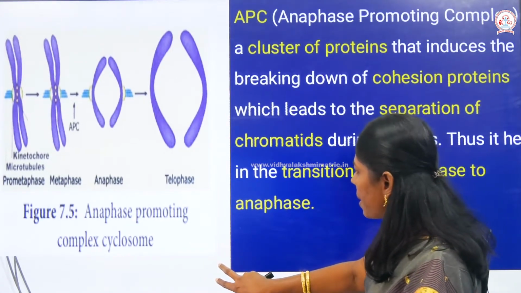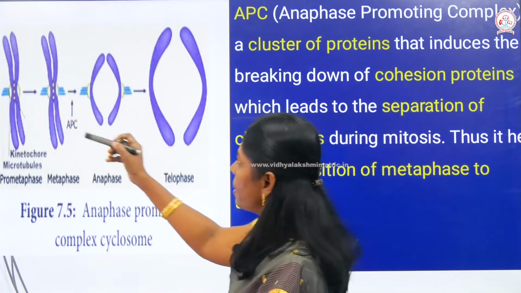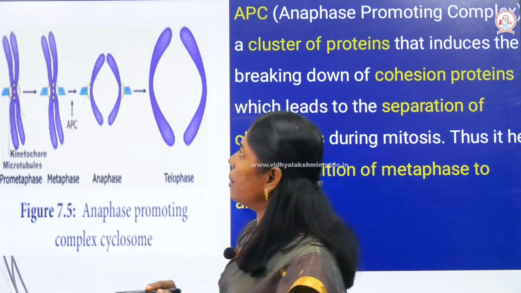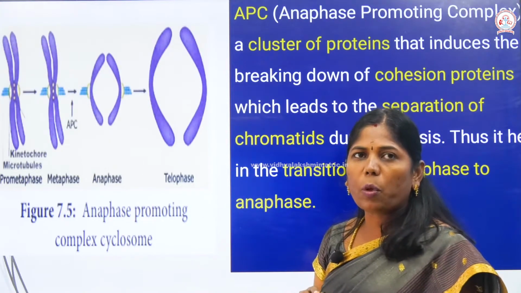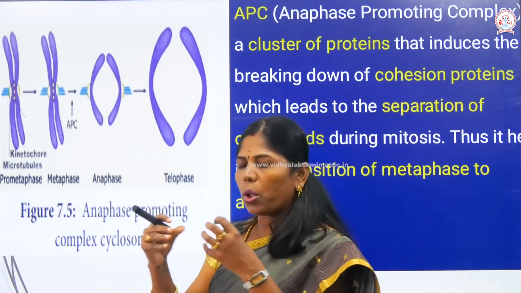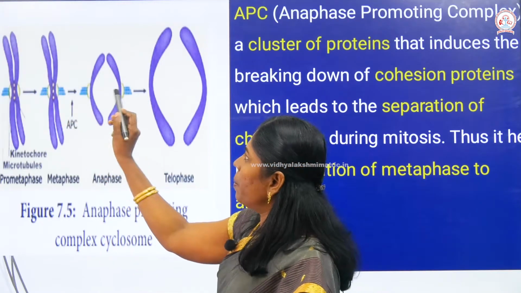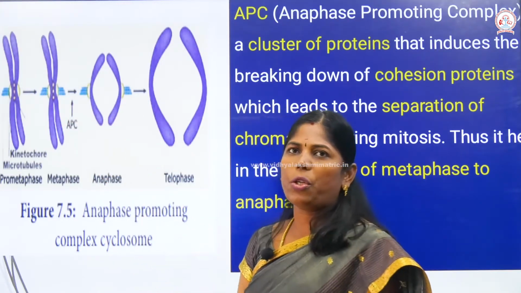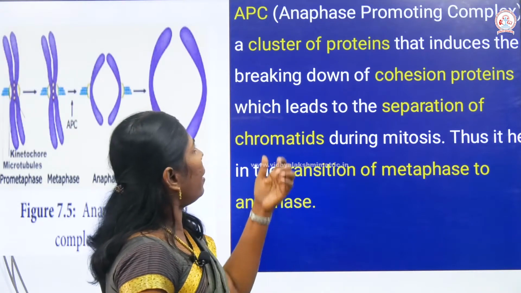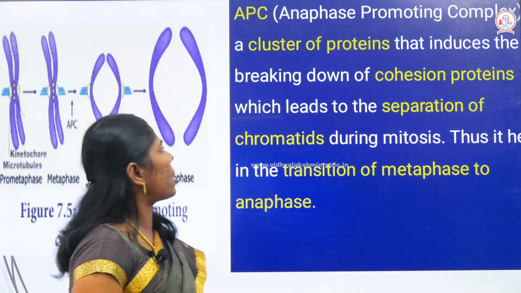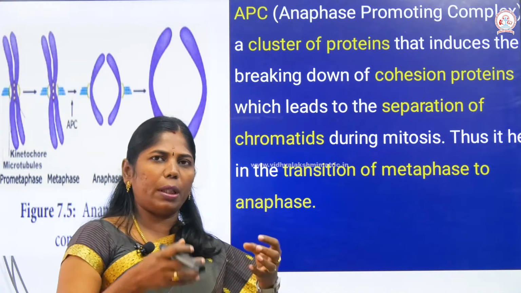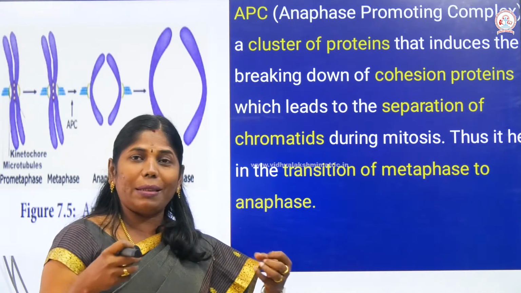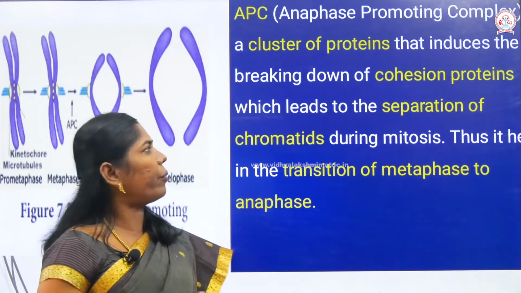Okay, and to separate the protein complex, this is a protein complex, it will be separated with the help of the APC, that is your anaphase promoting complex. And the cohesions that are attached to each other will be separated, detached from each other. Okay, so that is the breaking down of cohesion proteins which leads to the separation of the chromatids during mitosis. Okay, during mitosis the sister chromatids will separate from each other.